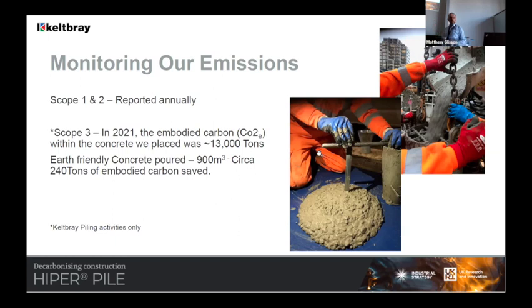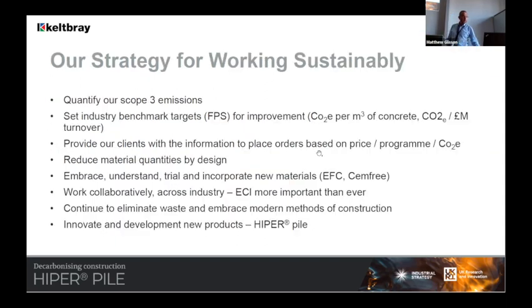So the pictures there give an indication of the level of rigour in terms of the testing. Yes, that's the on-site testing, but before that, there was an awful lot of off-site testing. We had a very proactive client, British Land, for a project down at Canada Water. They said to us, we've heard about this earth-friendly concrete stuff. We want you to use it.